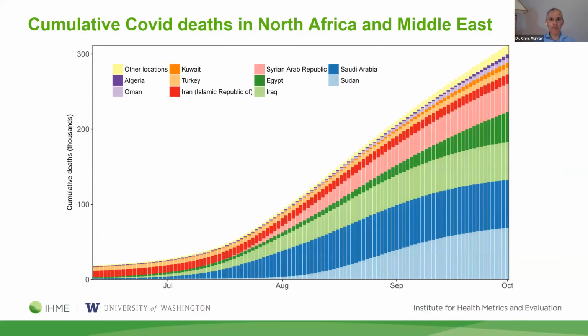Now for the region, here's our first pass. I think these will be revised before we publicly release them. But generally, we are seeing quite a substantial uptick starting in mid-July, and expect to see potentially up to 300,000 deaths by October 1st, with very disturbing trends in Saudi Arabia and Egypt right now, as you can see in some of the results that I was showing earlier.